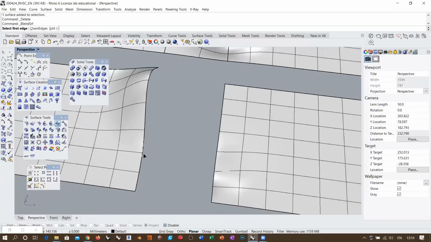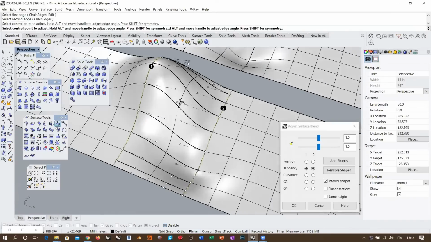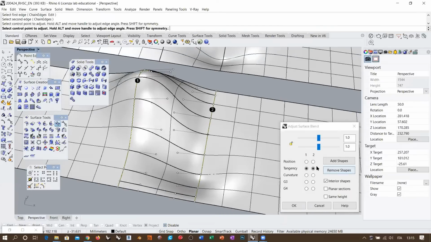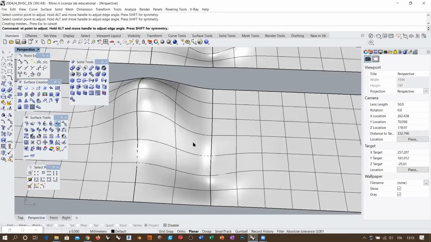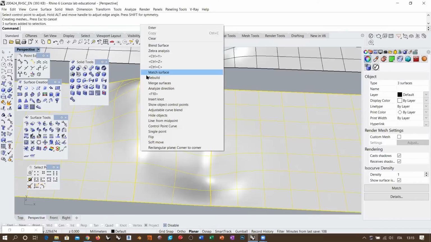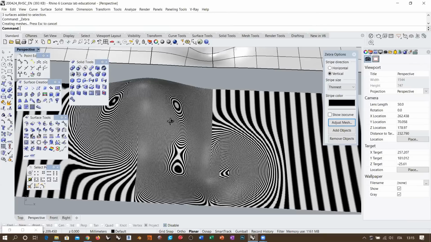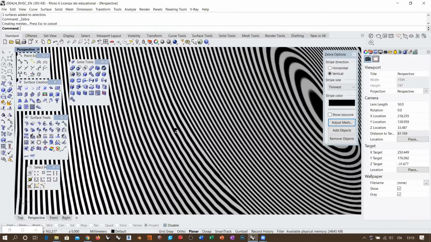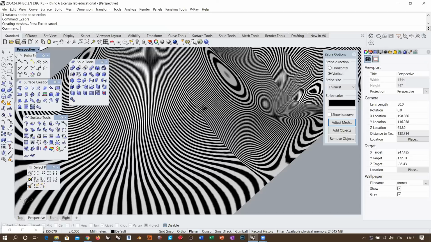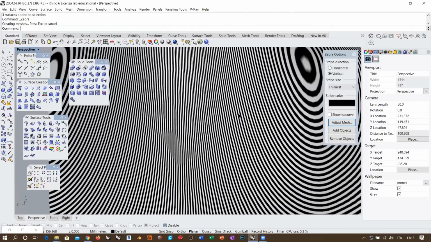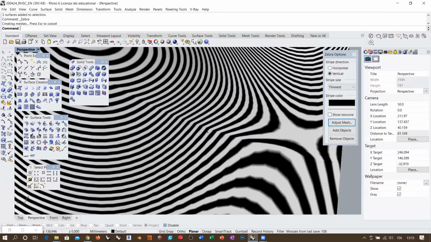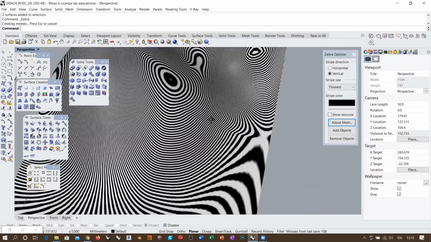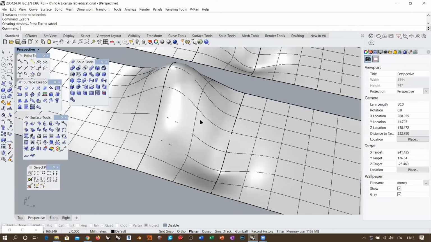So let's blend this with this once again. I selected tangency, so this should be already enough. Let's see with zebra analysis. Okay, now it's working properly. You can see that now if I move like this, there is black with some breaking line here. Okay, so I don't know what I did before.